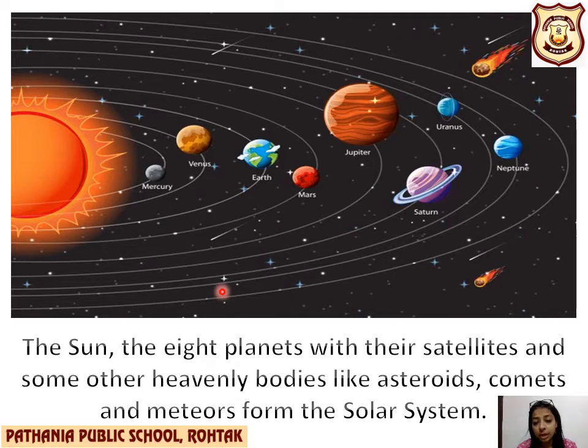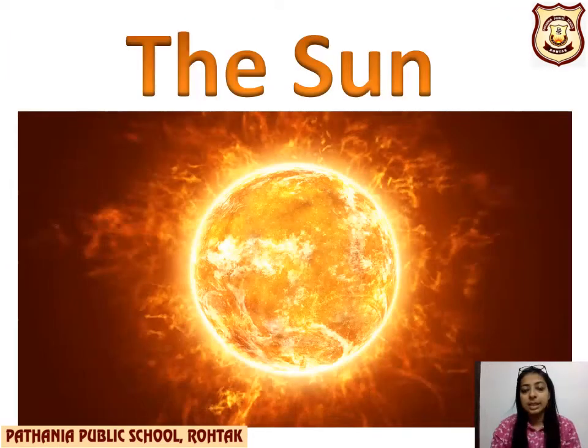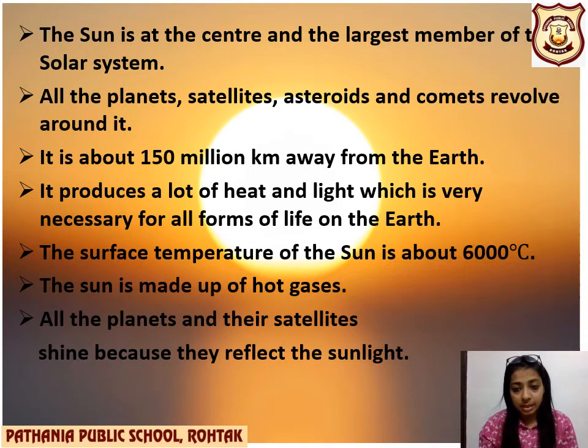So the first thing in the solar system we are going to discuss is this big thing. And what is this big thing? This big thing is the sun. Yes, so now we are going to talk about the sun. When I told you about the stars, we already read that the sun is also a star. The sun is at the center and is the largest member of the solar system, which we all know.